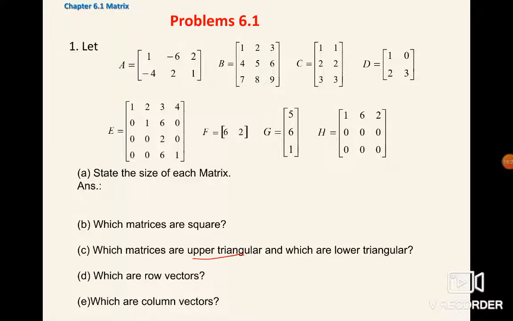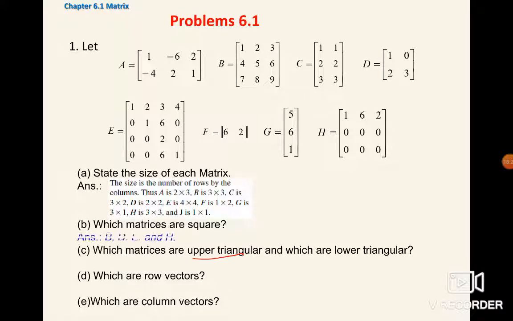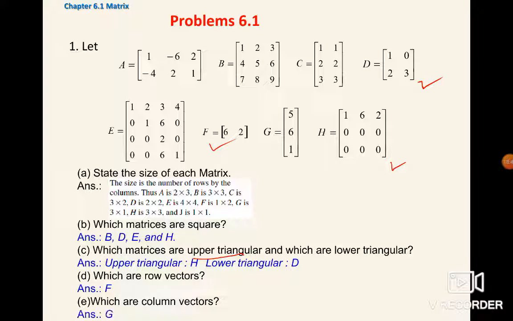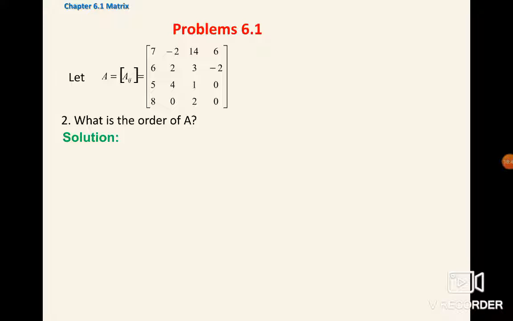What do you get? See, the answers are here. You can find H as upper triangular and D as lower triangular. This is for upper triangular and this is for lower triangular. We have seen examples already. So now which is the row vector? This is the row vector and this is the column vector G. That's it. Very trivial case, this one. So we go for the next problem.